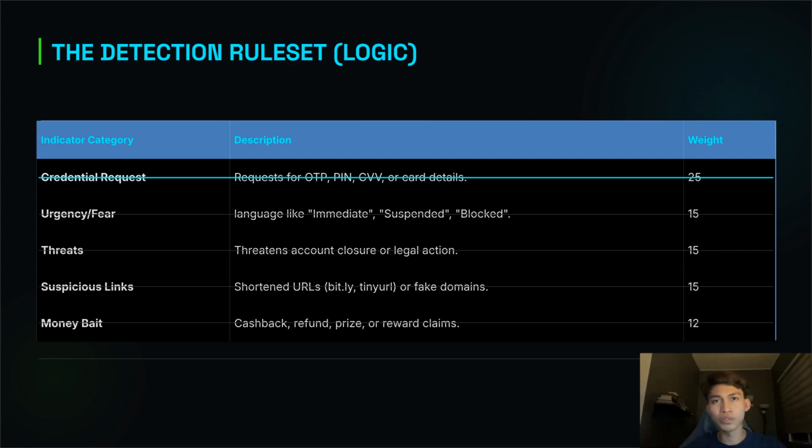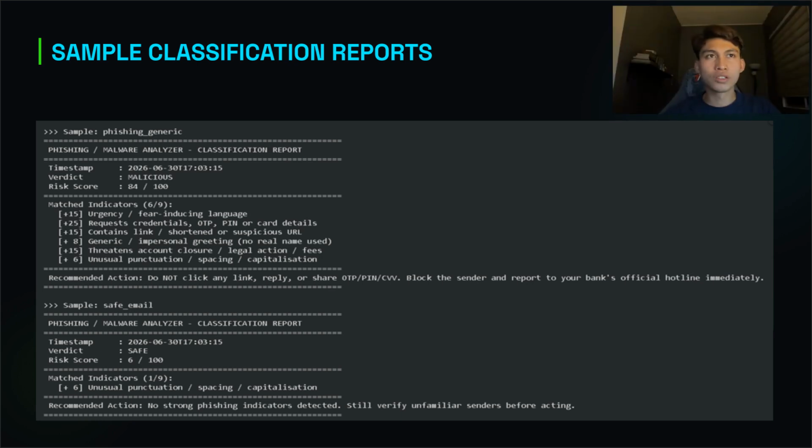A score below 20 triggers a safe verdict. A score between 20 to 44 is categorized as suspicious, and any score hitting 45 or higher receives a definitive malicious classification. So let's move on to the sample classification report.